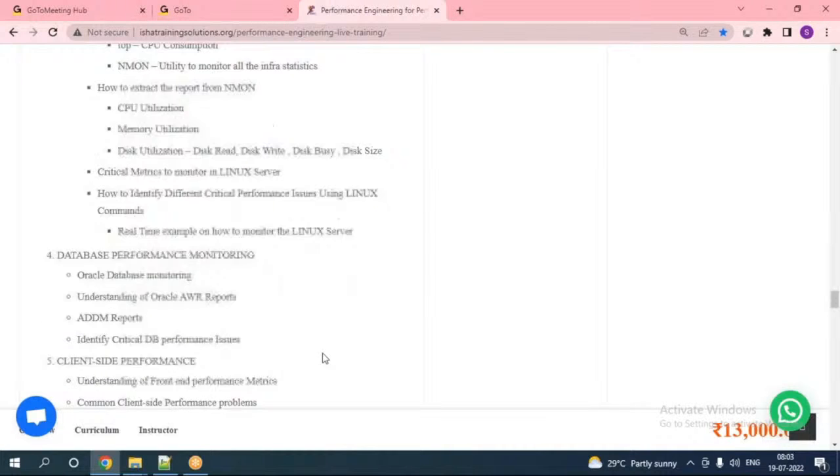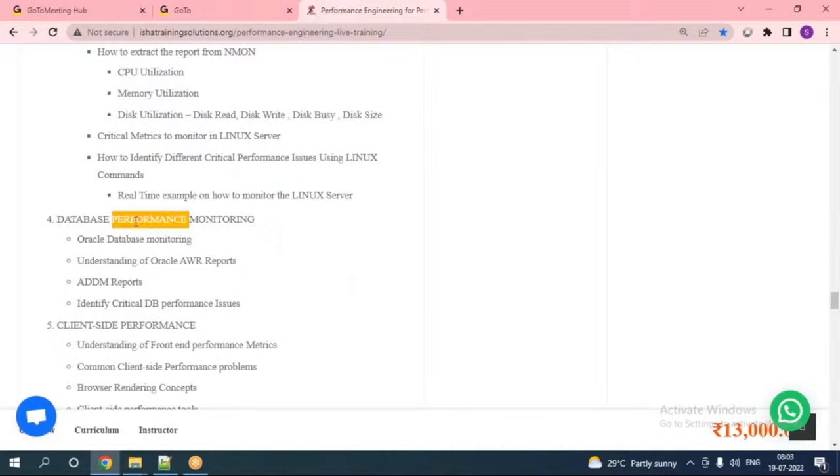So after that, what we planned is that we wanted to have at least one database flavor in it, because we covered the Java layer, we covered the infrastructure layer, and we wanted to have one database layer covered. So we planned the very famous database, which is Oracle DB. So we added one database monitoring flavor, which is Oracle DB.